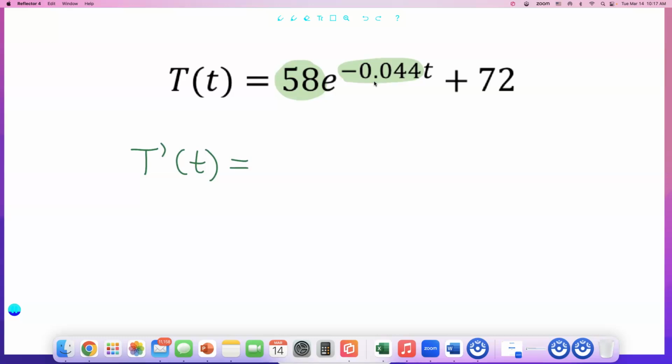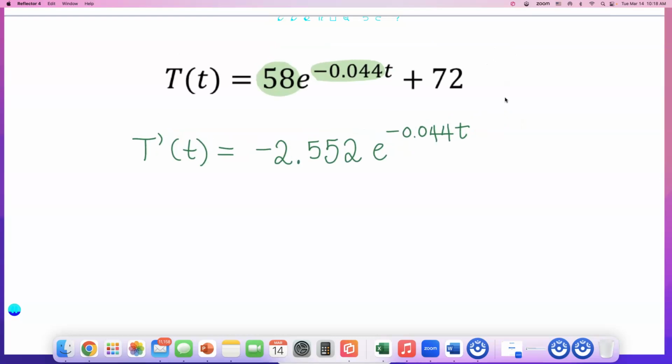What did you get? I got negative 2.552. And the exponential term stays the same: e raised to the negative 0.044 t. And the derivative of 72 is 0, right? We can put plus 0, but we know that doesn't really change anything, so we can just erase it.